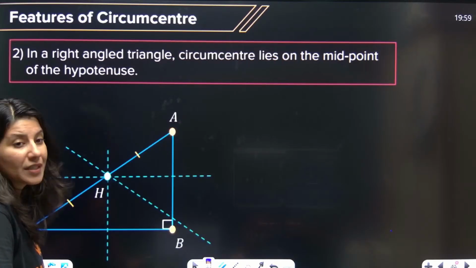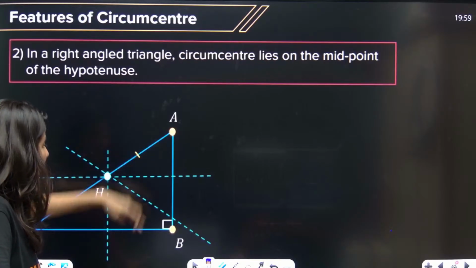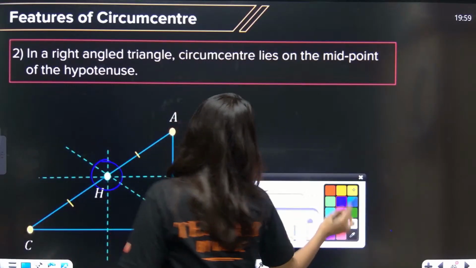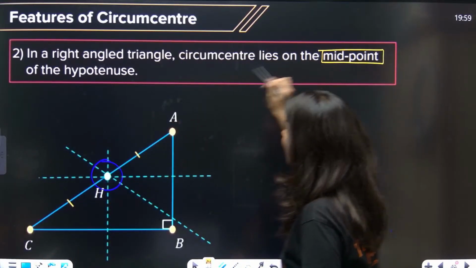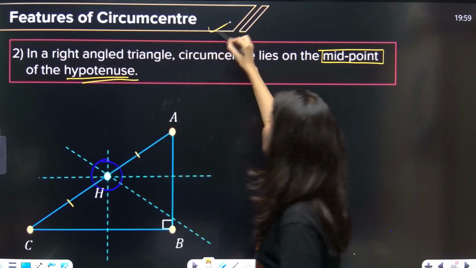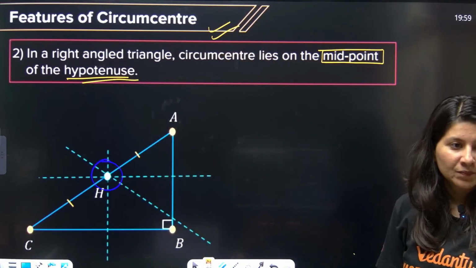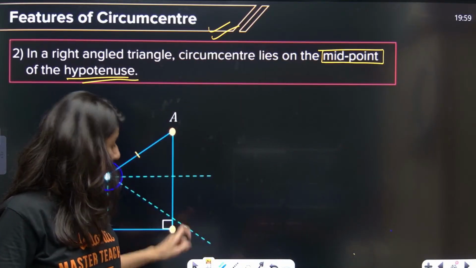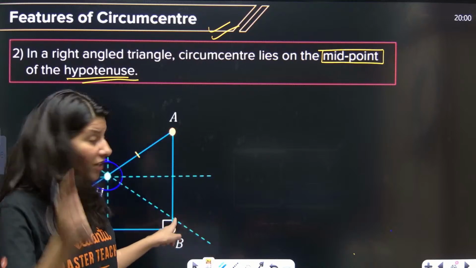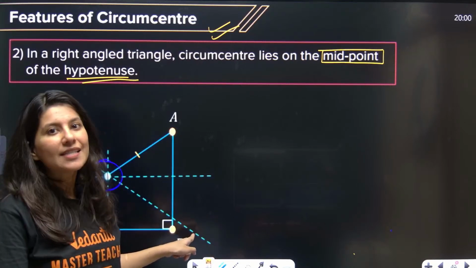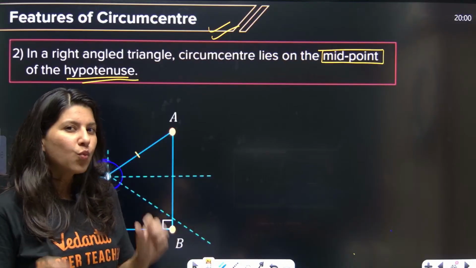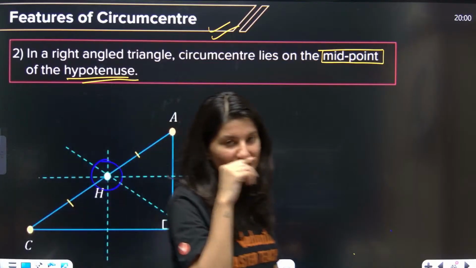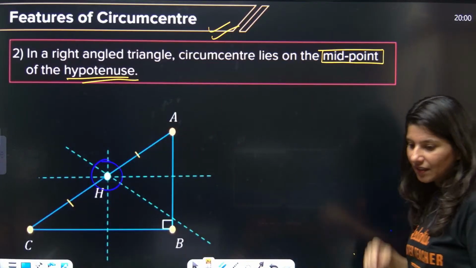Very much important. What is important? For a right angle triangle, the midpoint of the hypotenuse is nothing but the circumcenter. If I ask you what is the orthocenter of a right angle triangle, you will say B point. Why B? Because the vertex at the right angle is the orthocenter. But if I ask you what is the circumcenter of a right angle triangle, you will say, ma'am, midpoint of the hypotenuse. Everybody getting it, understanding it?